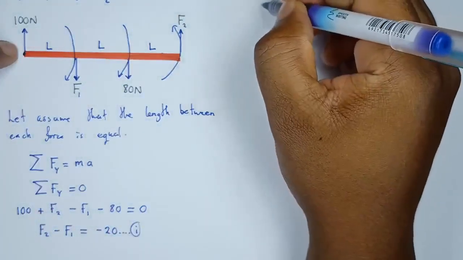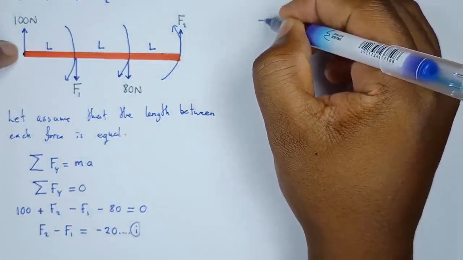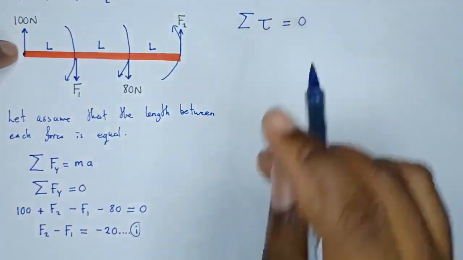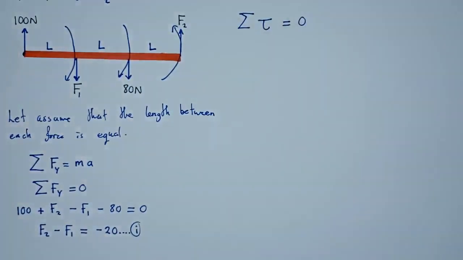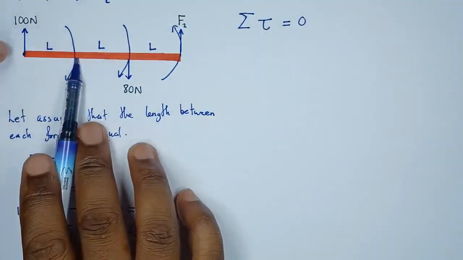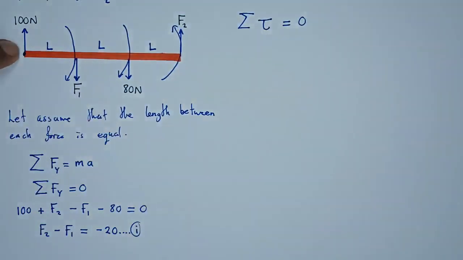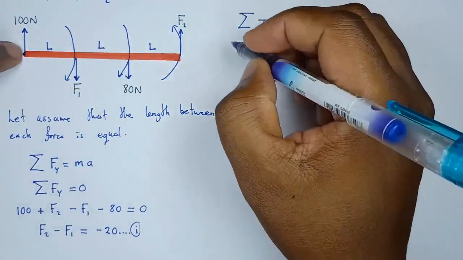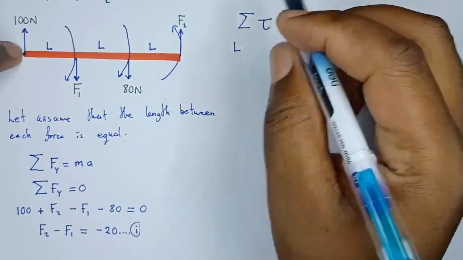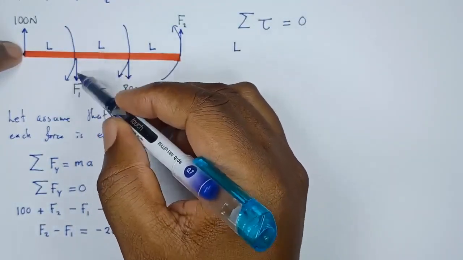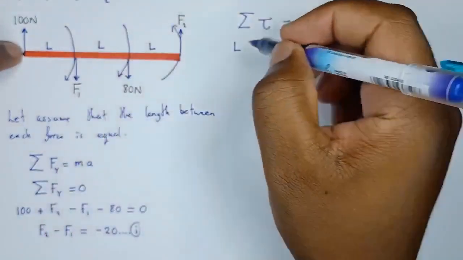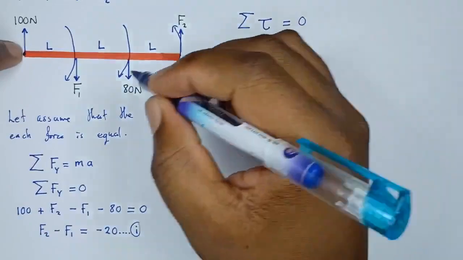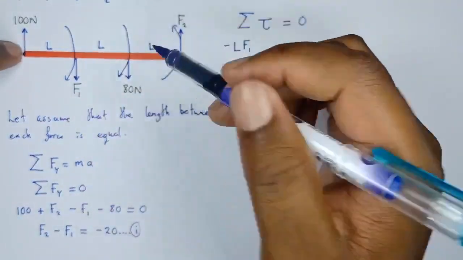Now we know that for this system, the summation of torque is equal to 0. That is what will give us the net torque. So at this point, what's the distance? Remember, torque is force times a perpendicular distance. The distance is L multiplied by the force, which is F1. Remember, it's in this direction, hence we're going to consider a negative. So L times F1. Clockwise torque is negative, anti-clockwise torque is positive.